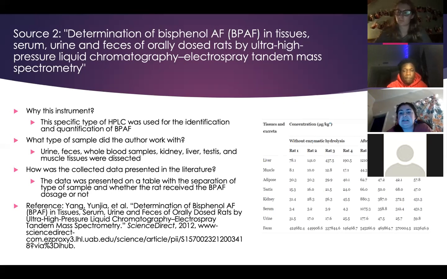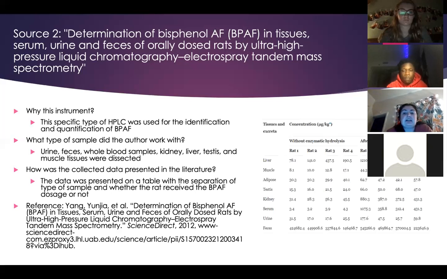Urine, feces, whole blood samples, kidney, liver, testes, and muscle tissues were dissected from the rats or collected from the rats. There were 8 rats in this experiment. 4 rats did not receive the dosage, and 4 rats did receive the dosage of BPAF. All the rats were used for observation and comparison over the span of multiple weeks in a controlled environment.